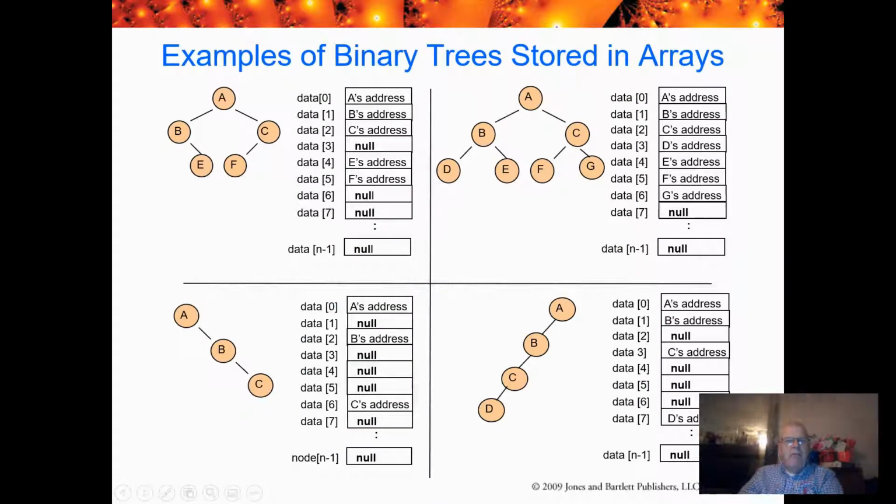Here are some examples of various trees stored as array-based trees using the 2i plus 1, 2i plus 2 rule. Now, when you get down to the arrays that are skewed, you'll see a lot of nulls, and that's because we want this array to be left balanced. So the left child of B is null, the left child of A is null, and both of them are also null.